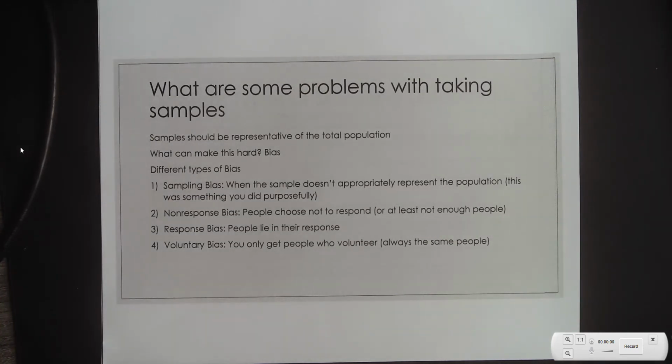Then you have what's called a non-response bias, where people choose not to respond, or at least not enough people. Theoretically, all of this should be random. We'll talk about this later. So you pick people at random, you give them some kind of questionnaire, and they just don't respond. That's considered a bias because you want as many people as possible to respond. That can lead back to a sampling bias because you're not getting the appropriate representation of that sample. You can also have response bias, where people lie in their response.